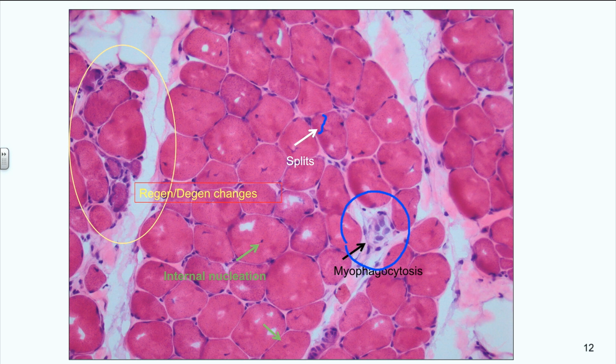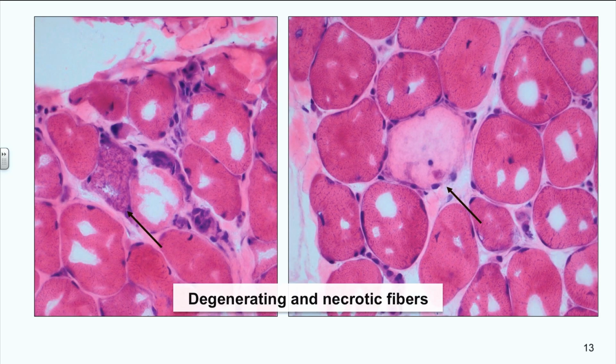Myophagocytosis is something that you're probably hearing for the first time throughout the lecture. I'm not sure if I mentioned it before. But myophagocytosis refers to the fact that when the myofiber is dead, the cleanup crew is going to come and eat it up. And phagocytosis, that's what it means, right? Myo, muscle, phagocytosis, eating.